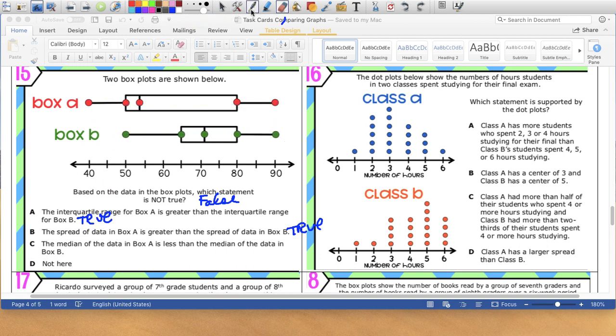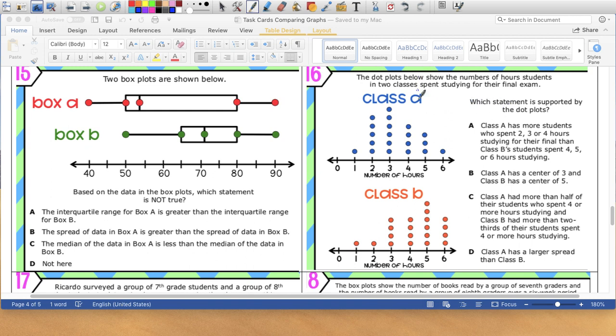this median is smaller than the median in box B. Is that true? Yes, the median here is smaller than the median here. So this is true, that's true, this is true, so they're all true. So there's no false. Everything is true. There is no false. So that's your answer.